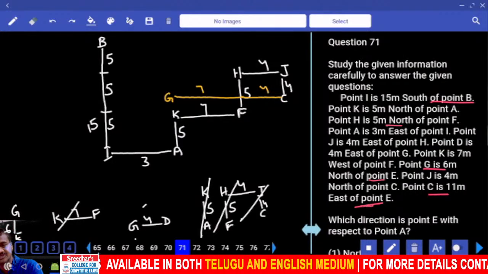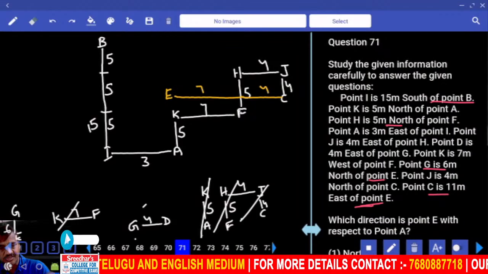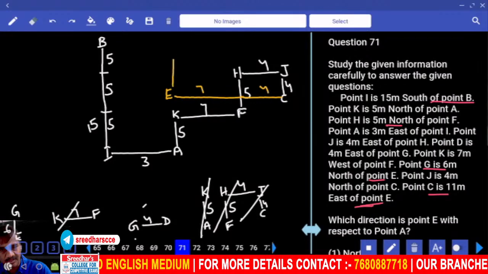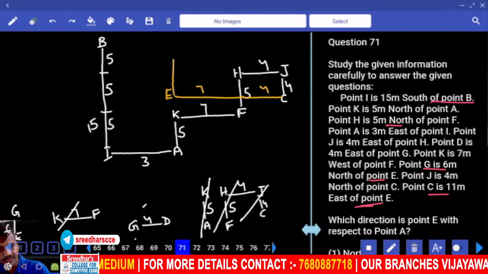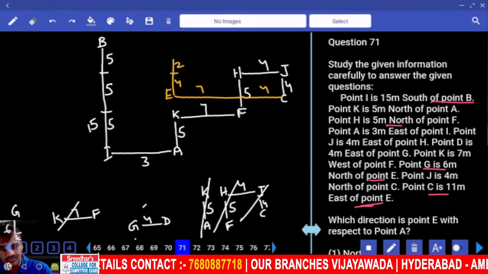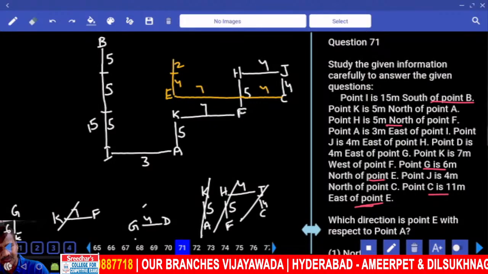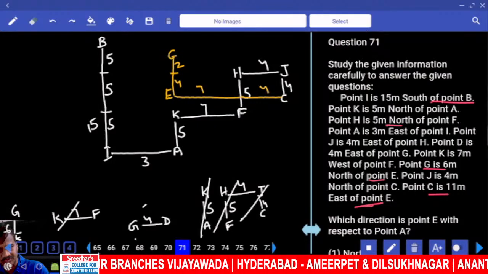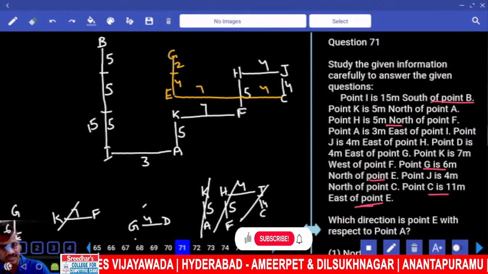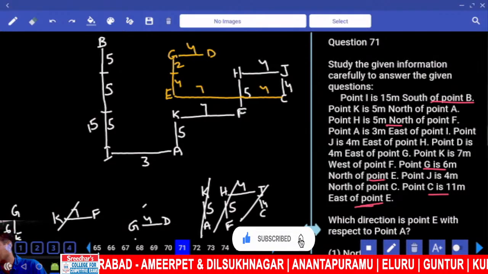As C is 11 meters to the east of E, E must be at this place. Now E is here. E and G must be 6. Out of this, 4, and this is 4, and this is 2 more. G is 6 meters north of E. And again G and D, the distance is 4 meters. Now this is the final diagram we have.